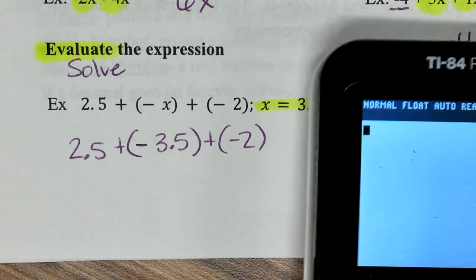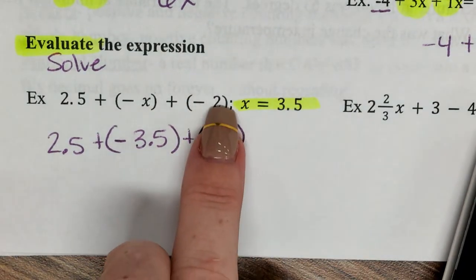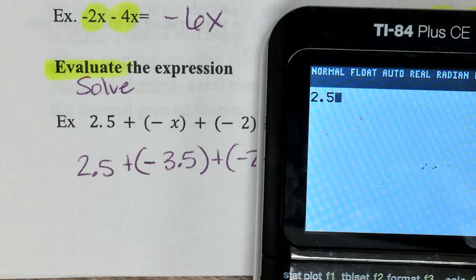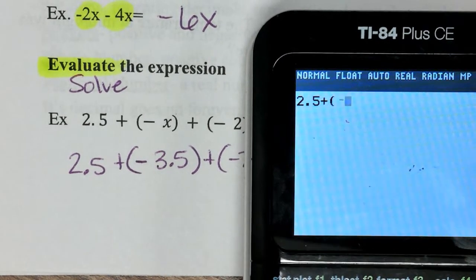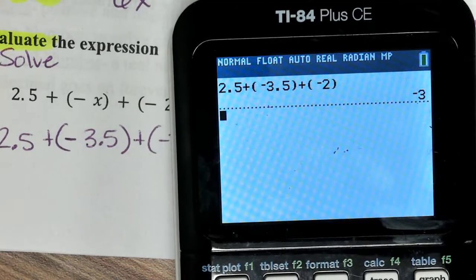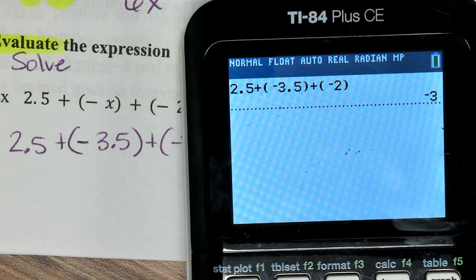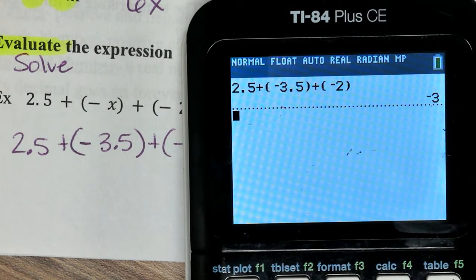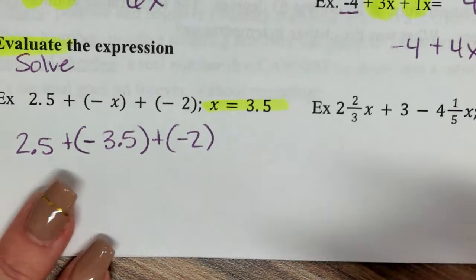Everybody get your calculator. That semicolon means nothing, right? The semicolon's there to show you that you're done with the expression and then here's the value of x. Okay? All right, here we go. 2.5 plus, everybody know where the parentheses are? Above 8 and 9. So open parentheses, -3.5, close. Okay, did everybody get -3? Maybe an error. Okay, if you got an error, you probably put in a subtraction sign for one of those negative signs. Okay, so my answer is -3.